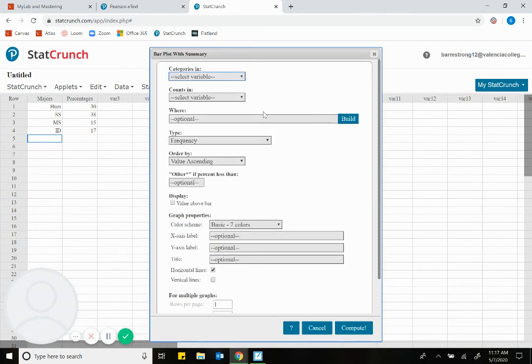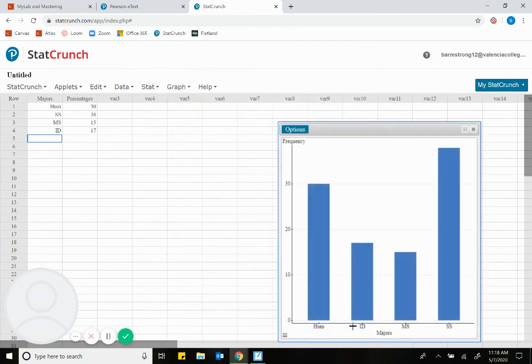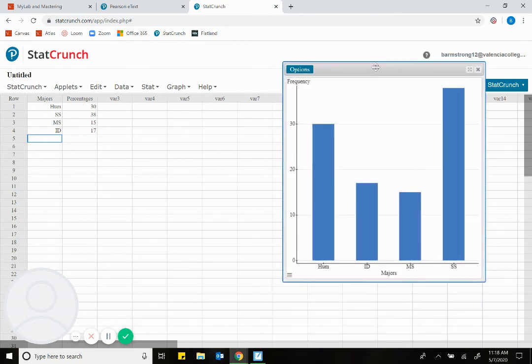So here we're going to do a summary. So the categories, you need to select majors because that's our categories. And then the counts, that's our percentages. And now it's ready. There we go. So there it is. There is all of our information. So there is the bar chart. I knew I was thinking about this all wrong. So that's what a summary kind of looks at.